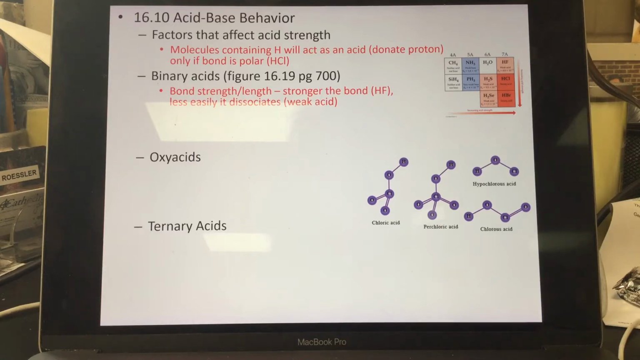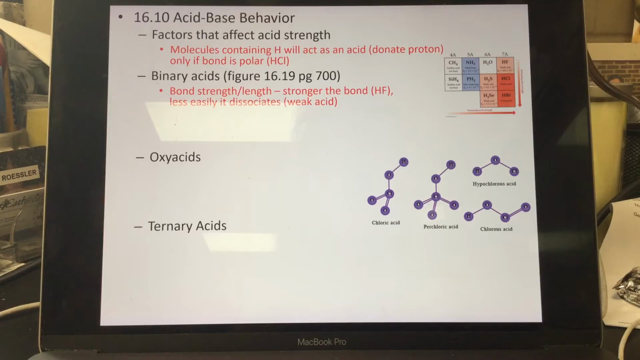So that's why hydrofluoric acid, even though it's in the same family as the other 3 strong binary acids, is a weak acid, because fluorine is so strongly electronegative that it does not readily give up the hydrogen ion. So it doesn't want to donate its proton because of how strong the electronegativity of fluorine is.